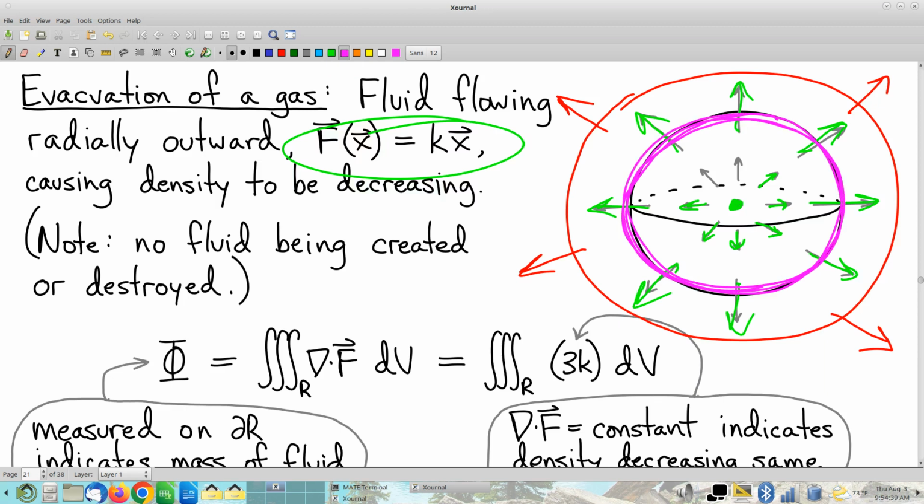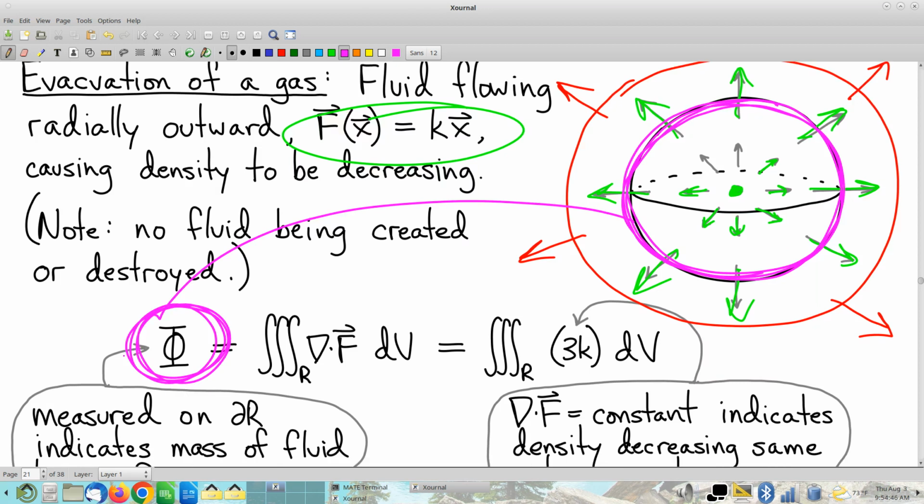And I want to talk about the flux through that fixed sphere. All right, so the air is moving, sort of moving outward. It's going to be moving through that purple sphere. Let me make this a little bit easier to see. So there's our fixed sphere. The air is expanding. There is a flux of air through that sphere.